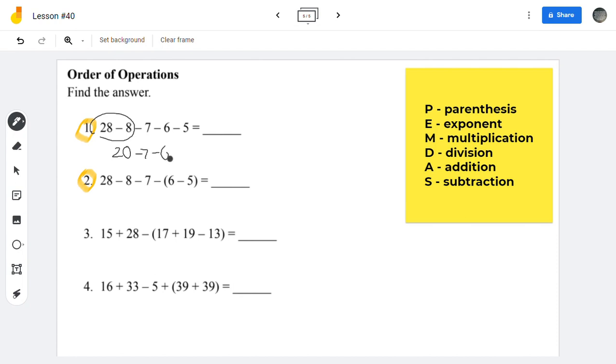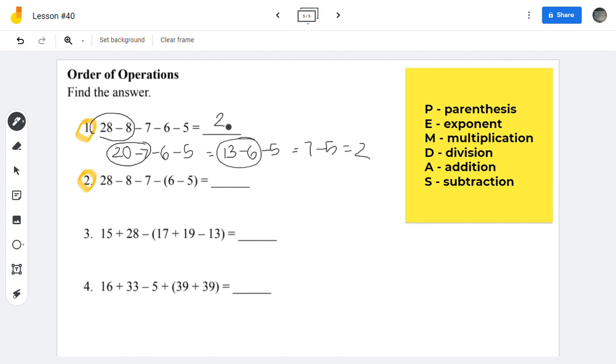And then I'm going to rewrite this. And then you're going to 20 minus 7, which is 13. And then you're going to do 13 minus 6, and you'll see that that is equal to 7. And then 7 minus 5 equals 2. So your final answer for number 1 should be 2.